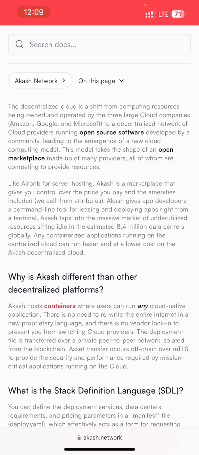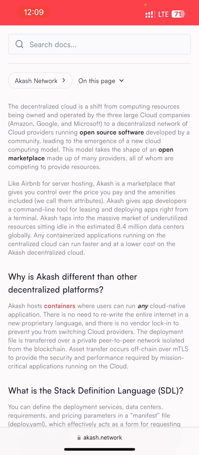You can nearly find any of the features in any of these open source software. With any of these open marketplaces, you can really find. So I'm also going to be talking about why Akash is different from other decentralized platforms.